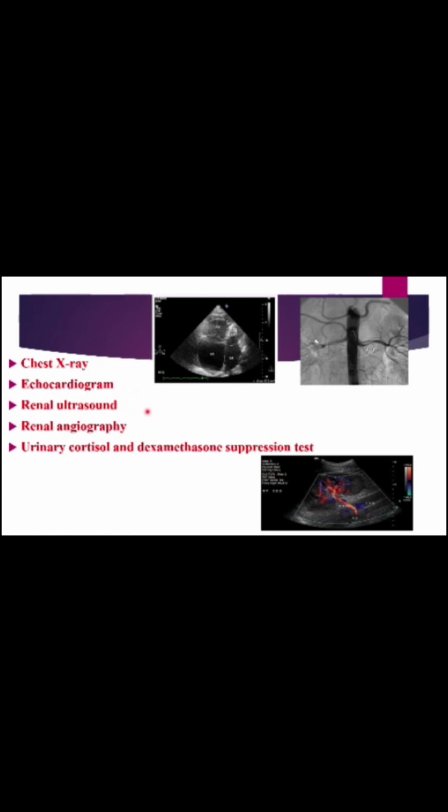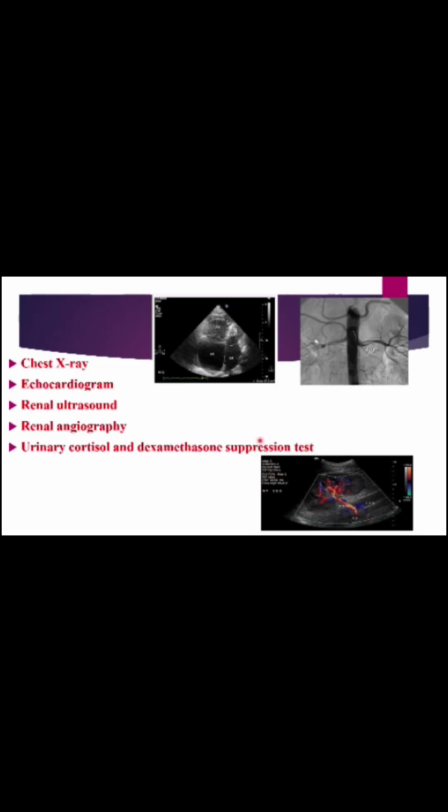Renal ultrasound to detect possible renal diseases, renal angiography to confirm presence of renal artery stenosis, and the urinary cortisol or dexamethasone suppression test. It mainly detects the cortisol level within the blood. So this is a type of test.